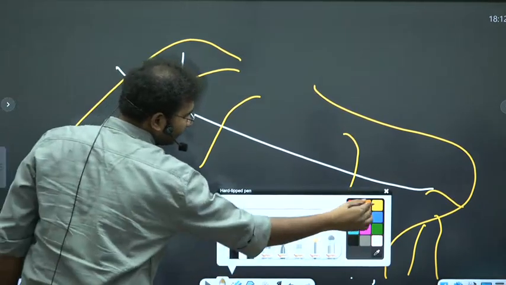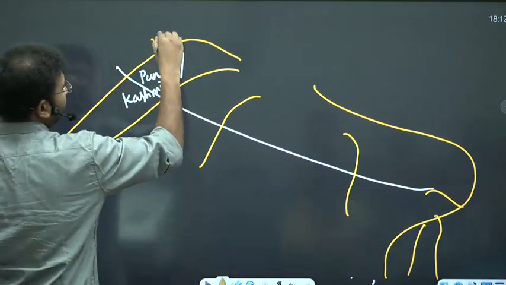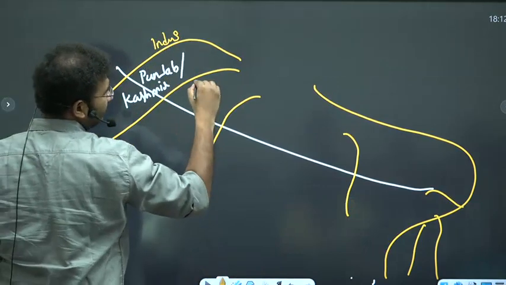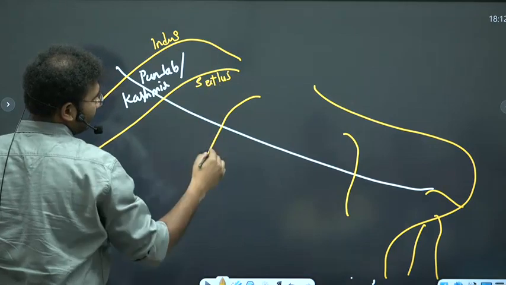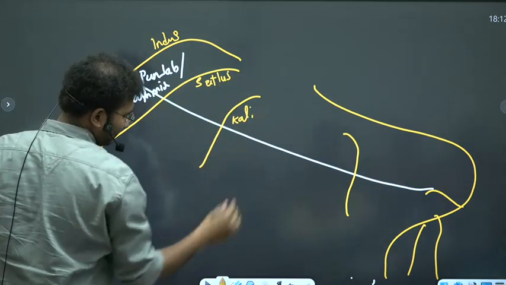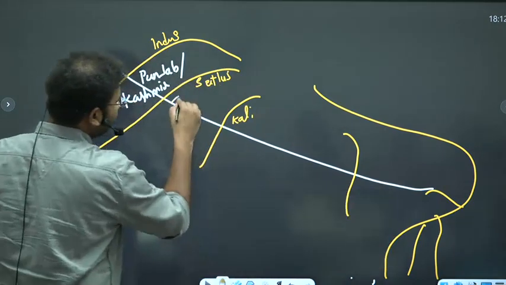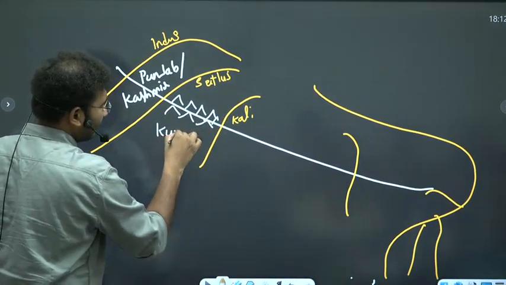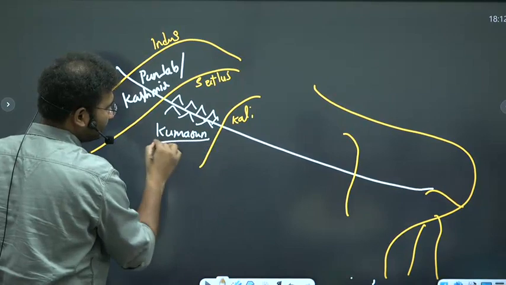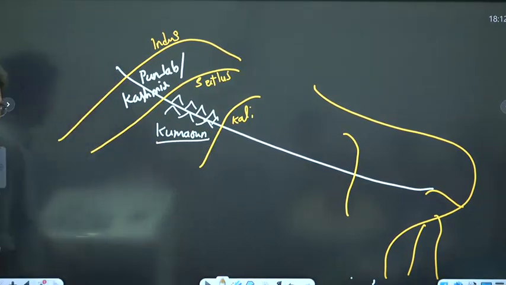This is your Indus. And this is your Sutlej. This is Kali. The mountain ranges which are present between the Sutlej river and the Kali river are called Kumaon. Right?